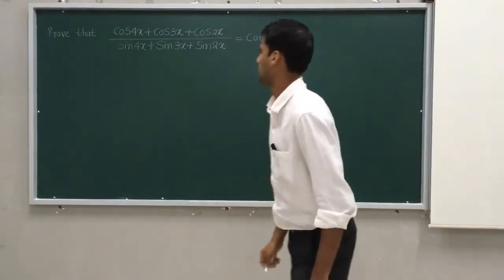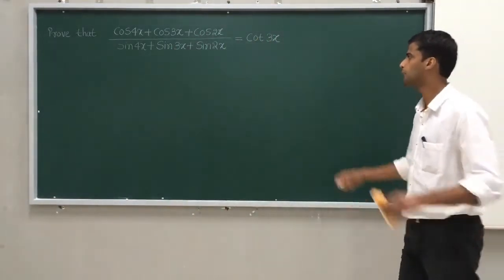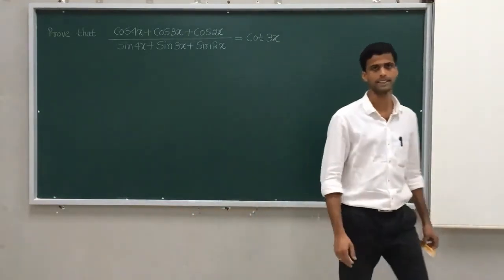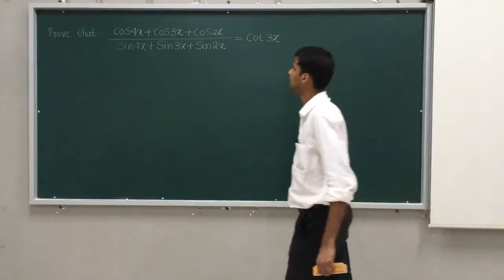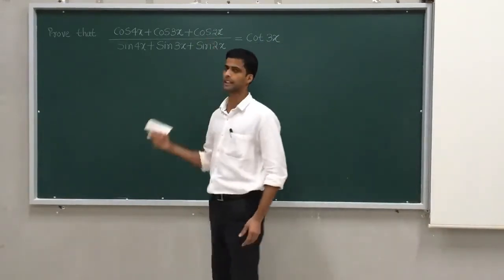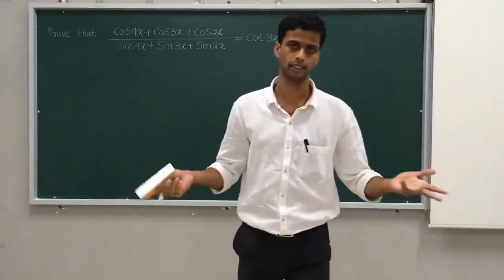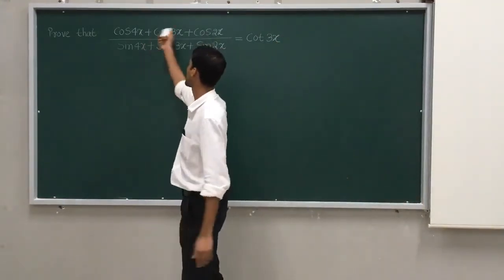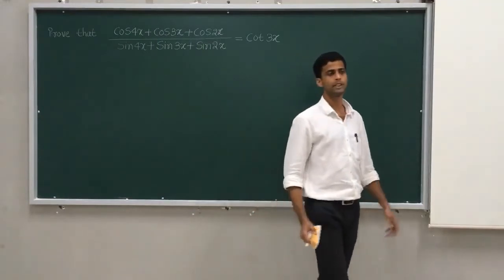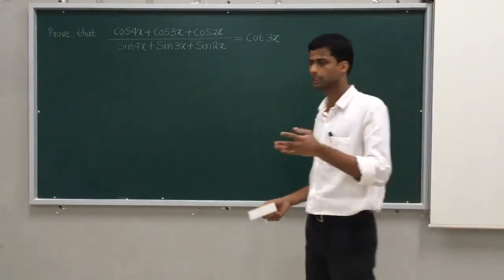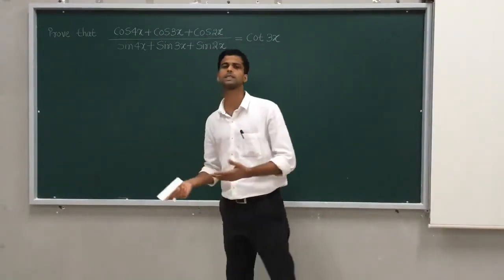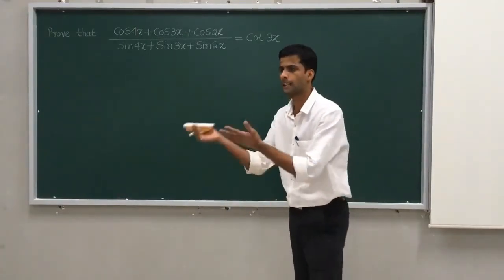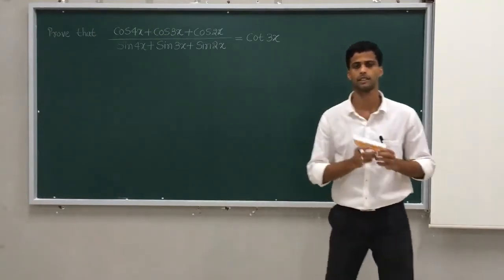This is a kind of problem where people face difficulty. If there are only 2 terms, we don't have any choice, we will use cos x plus cos y. But here we have 3 terms. Which 2 give us a good idea, or which 2 give me a path towards the solution, that we have to discuss.